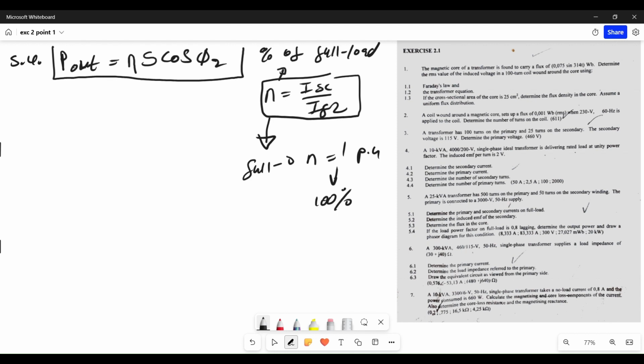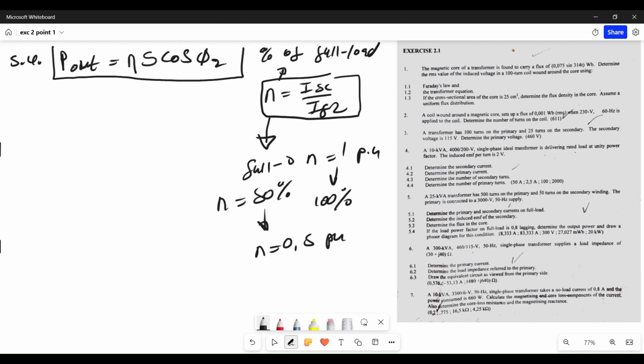But what happens if only half of full load is flowing inside the windings of the transformer? What happens if only half of that amount of current is flowing? What if 100% is not flowing, but 50% of the current is flowing? So n will be equal to 50%. In that case, n will be equal to 0.5 per unit.